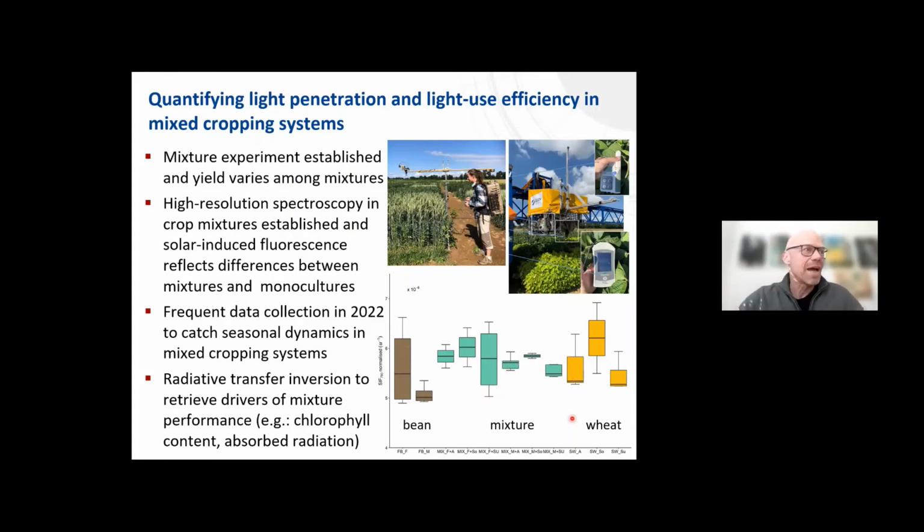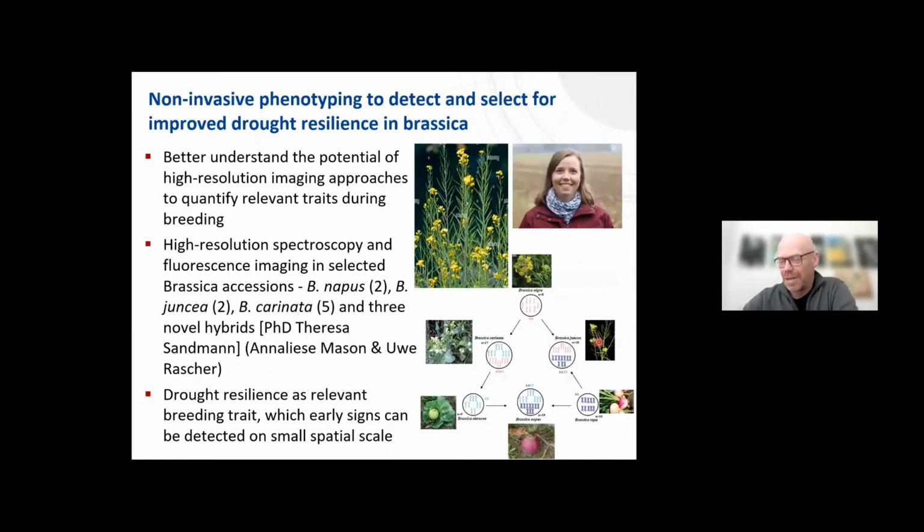And if you look at the mixture, it's a little bit complex, but believe me, we think that we see the forward propagation of the different partners in the mixture. We are pretty confident that we also see this in our mixture setup. So this is the start, and Julie will continue working in the 2022 vegetation period with a similar experimental setup.